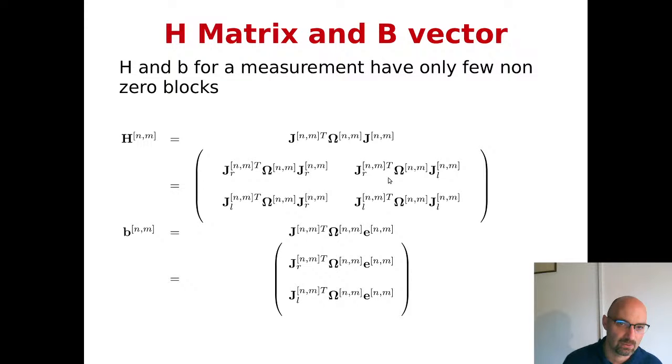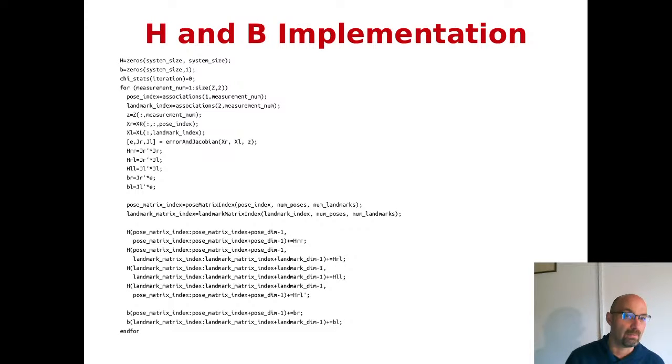This is one robot, landmark. This is the transpose of this. And for the B vector, I will have robot contribution, landmark contribution. Everything else is 0. So it makes quite sense to operate on small 6x6 or 3x6 or 3x3 or 3x6 matrices, which are HRR, HRL, HLL, BR, BL. Okay?